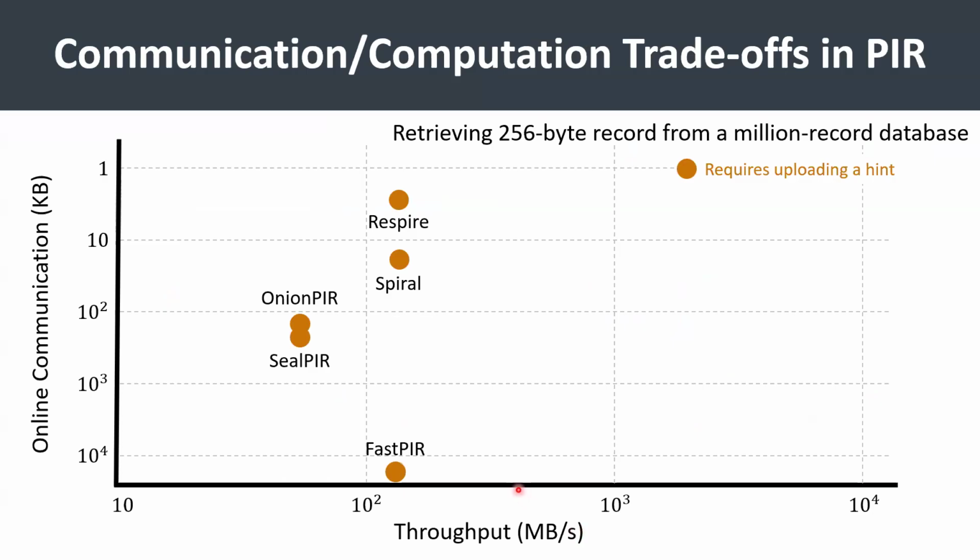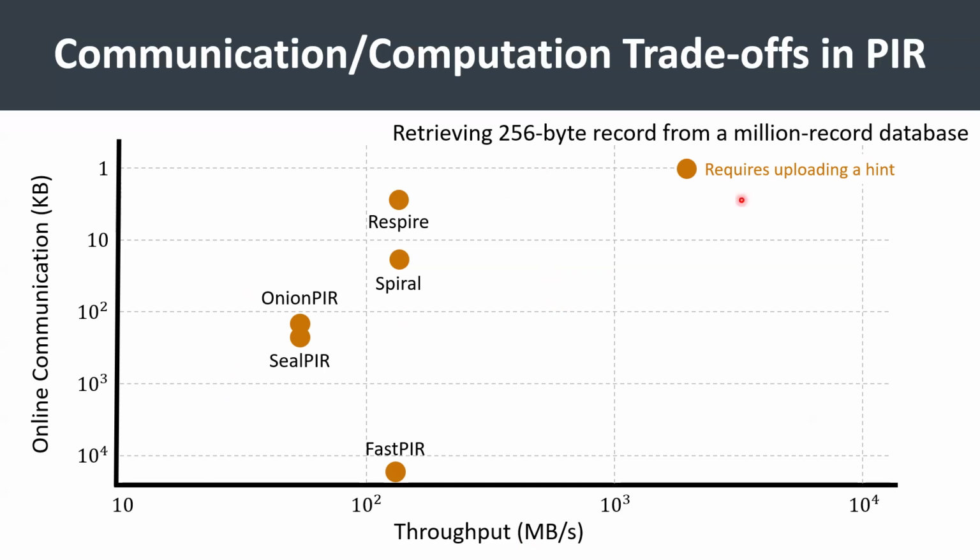For communication here, I'm basically defining it to be the sum of the query size plus the response size. So how many bits have to be uploaded and downloaded to perform a query. And then the throughput is basically how fast the server can process the database or process a query. For comparison purposes, I'm focusing on the case of retrieving a 256-byte record from a database with 1 million records. I'll show more benchmarks for other settings later on, but this is one particular case that may be of interest. This is actually a very small database. If you think about it, it's 256 megabytes. But I think it's still a relevant one to show the different trade-offs for the different constructions.